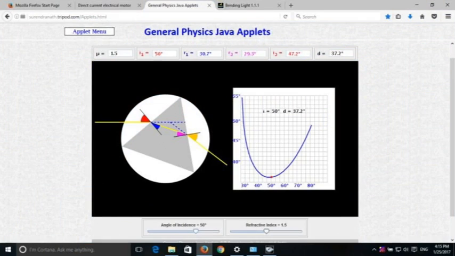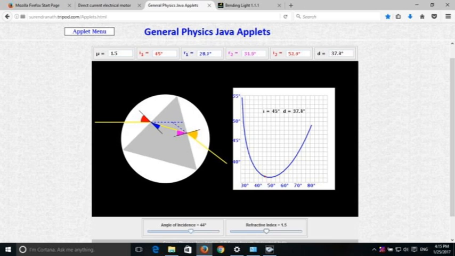So what we do is we take i on the x-axis, a measure of the angle of incidence, and we take the angle of deviation on the y-axis, and we get a parabola. This is the relation between i and D, and from the graph you need to find the angle of minimum deviation. That's what you have here: 37.2.